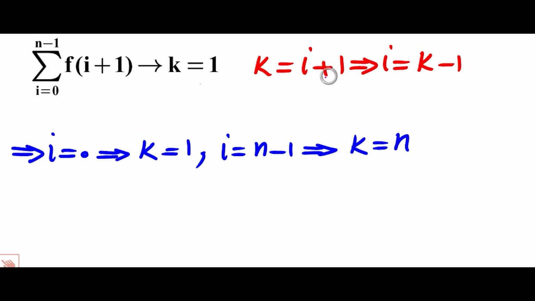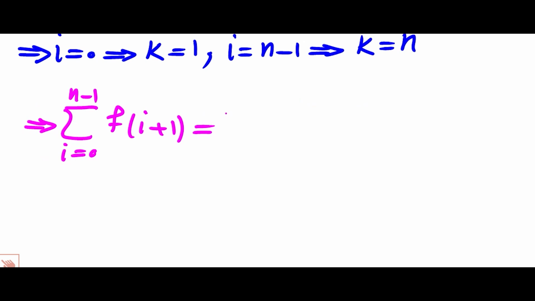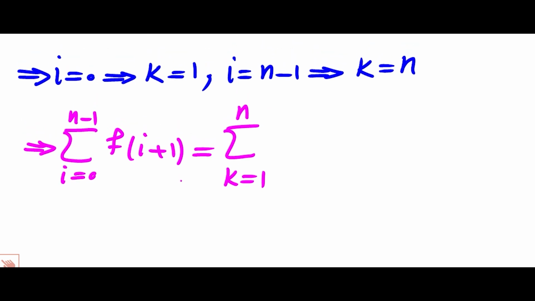Now replace i plus 1 by k. So the sum from i equals 0 to n minus 1 of f of (i plus 1) becomes the sum from k equals 1 to k equals n of f of k. This type of shifting is very common in sequences, series, and calculus.